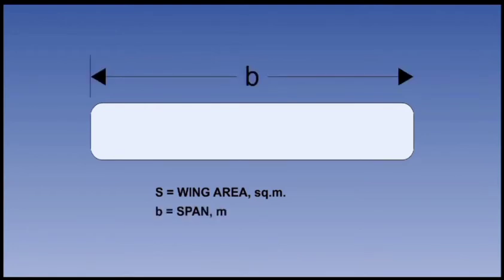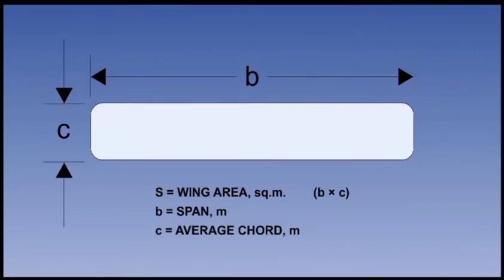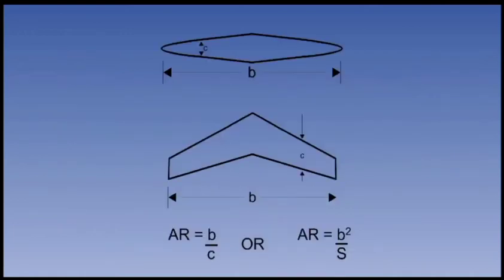The wingspan, lowercase b, is the distance from wingtip to wingtip, usually quoted in meters. The chord is the distance from the leading edge to the trailing edge, and the average, called lowercase c, is the geometrical average. So the product of span and average chord is the wing area, and the aspect ratio, or AR, is the proportion of the span to the average chord, that is b over c.